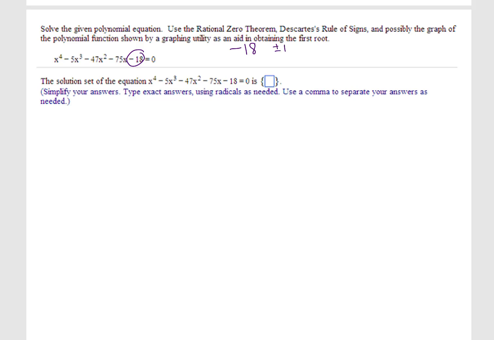Plus or minus 1, plus or minus 2, plus or minus 3, plus or minus 6, plus or minus 9, plus or minus 18. Leading coefficient, 1, that's always so nice. So for my denominator, plus or minus 1. So all my possible rational zeros are going to be what I see in the numerator, because that over 1 would just be itself. Okay, let's go ahead and graph this.